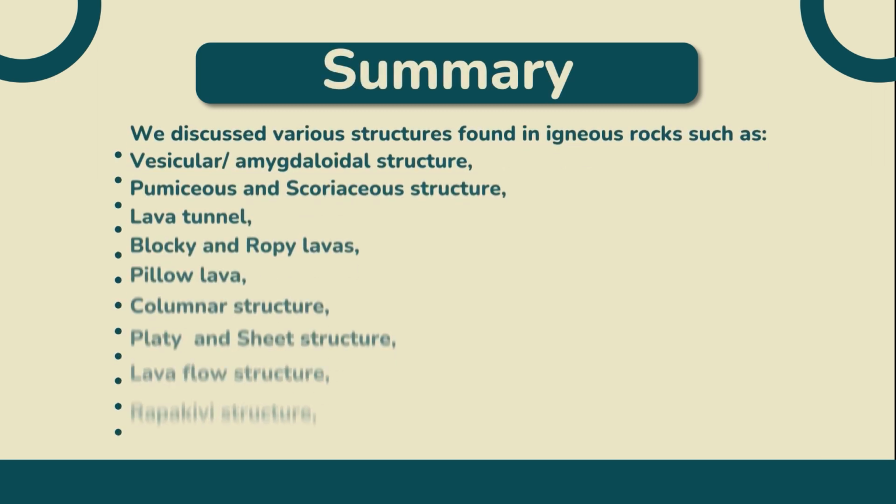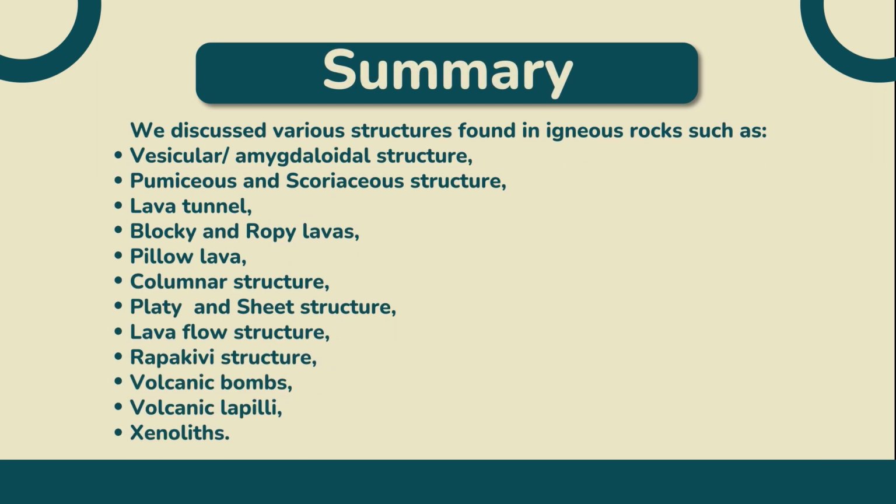And finally, we summarize the entire study. We have discussed various structures found in igneous rocks such as vesicular and amygdaloidal structure, pumiceous, lava tunnel, blocky and ropey lavas, pillow lavas, columnar structure, platy and sheet structure, lava flow structure, Rapakivi structure, volcanic bombs, volcanic lapilli, and finally xenoliths.